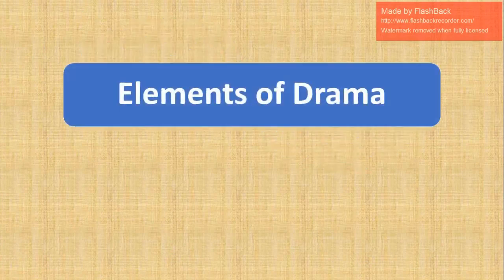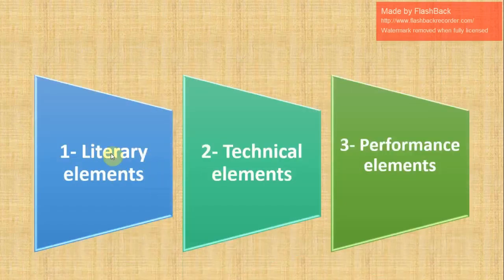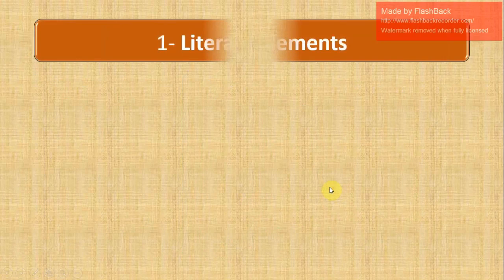Dear students, today we are going to discuss the elements of drama. The dramatic elements fall into three categories. Number one, literary elements. Number two, technical elements. Number three, performance elements. Number one, the literary elements of drama.